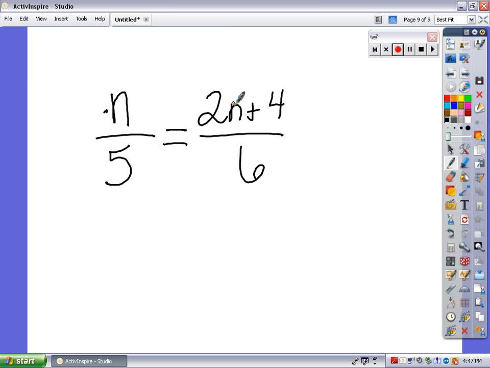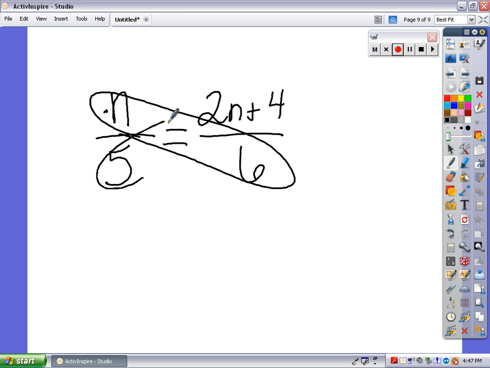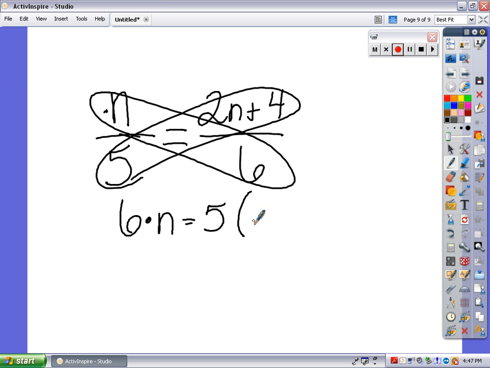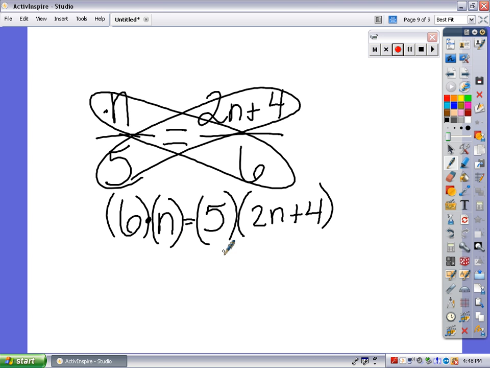So to do that, again, we're going to do our cross product. All right? So now this is where it gets a little bit tricky. We have 6 times n equals 5 times the whole quantity. Oh my goodness, look at that. Look what I did when I put those in there. And in fact, if you want to, you can always do this. So 6 times n is 6n.